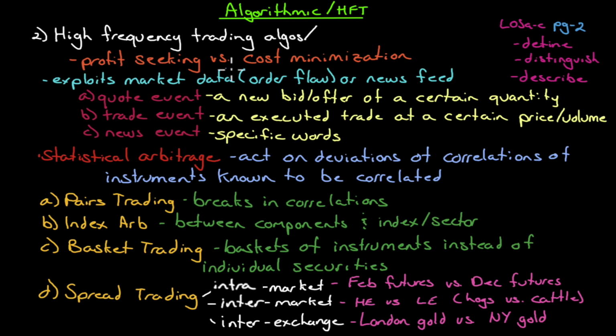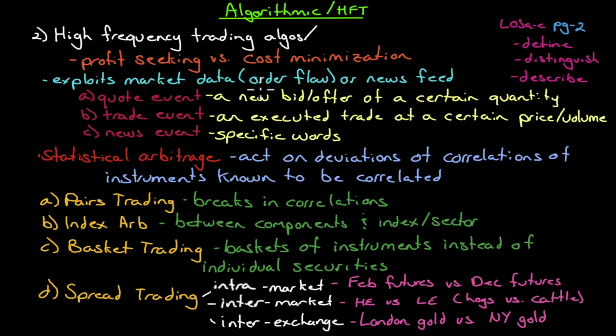All right, let's look at high-frequency trading algorithms. These are profit-seeking versus cost minimization. The three we just went through, the execution algorithms, were more about minimizing cost and trying to be quiet about what you're doing. These are blatant profit-seeking algorithms that say, look, I have no reason to be in the market other than opportunity. If I find an opportunity, I'm going to take it.